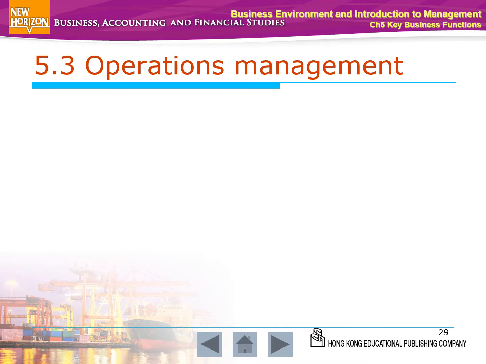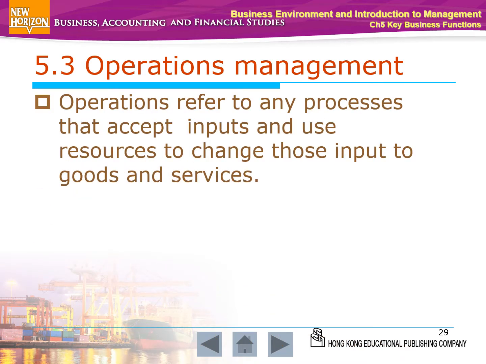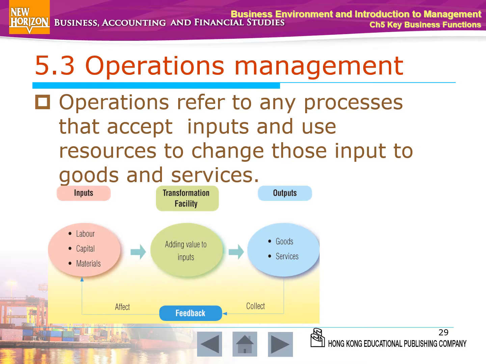Okay, after human resources management and financial management, we come to operations management. Look at this. The definition of operation is any process that accepts inputs and uses resources to change those inputs into goods and services. Examples of inputs are labor, capital, and materials. We make use of these resources. Labor means workers, employees. Capital means money, funds.